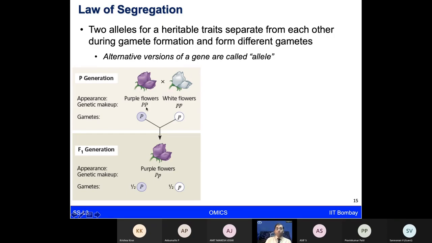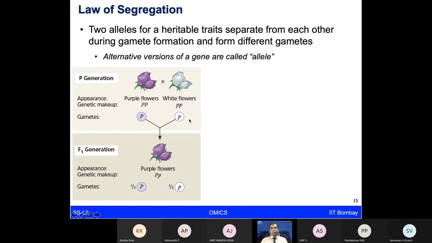If you choose the notation capital P for purple, because it is dominant, and because the recessive trait is white, you show it with a small p. You can definitely choose any other notation, like capital T, small t, or capital R, or any other letter. So now these gametes are coming from the purple flower or the white flower, which is capital P or small p.